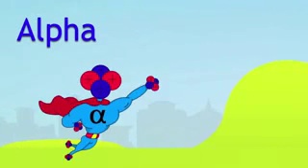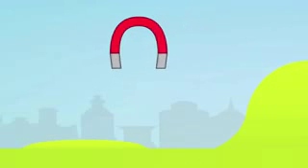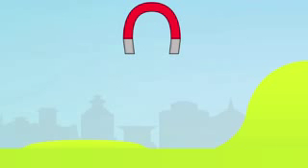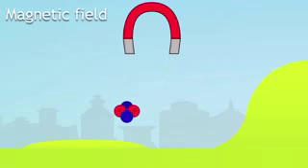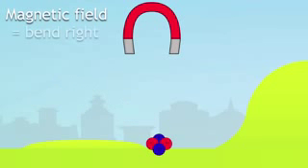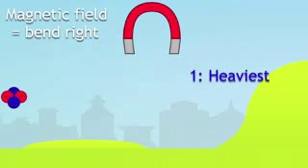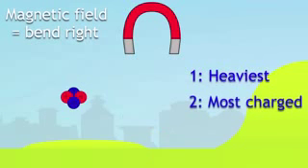Even a piece of paper, if you put a piece of paper in front of alpha radiation, it can't go any further. It's also strongly affected by a magnetic field. So here we've got a whole beam of alpha particles, and these alpha particles are going through a magnetic field. And when they go through the magnetic field, they bend quite a lot. This tells us two things. One, that it's the heaviest of the radioactive particles, and two, it's the most heavily charged type of radiation.